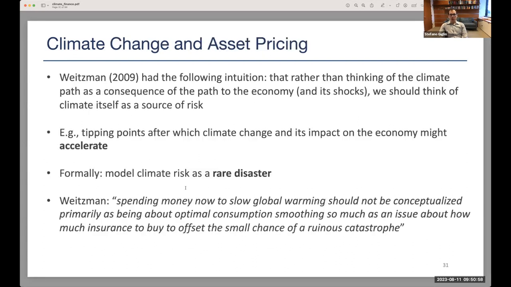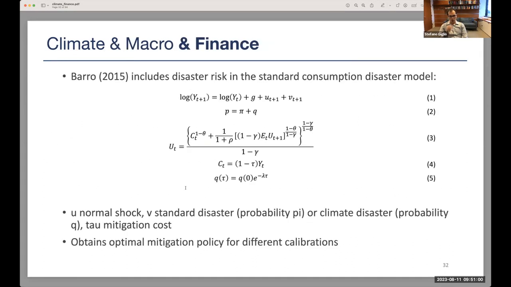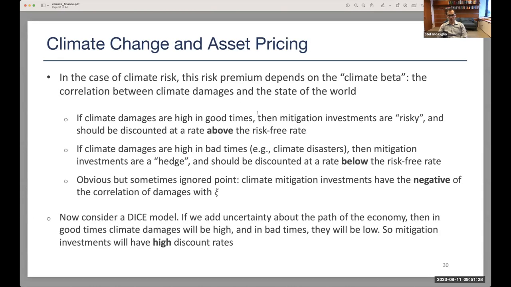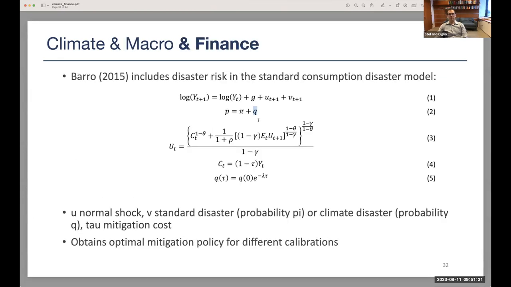So he wrote a paper on this, and it's a bit more complicated than I want to do in a slide. So Barro is kind of a version of his disaster model which incorporates this insight. You can think of this as a Weitzman idea in a Barro disaster risk model, where the output process has a standard normal shock, but also a disaster shock. A disaster shock could be like a war, a standard kind of disaster shock, but it could also be the climate disaster, which is kind of exogenous here.